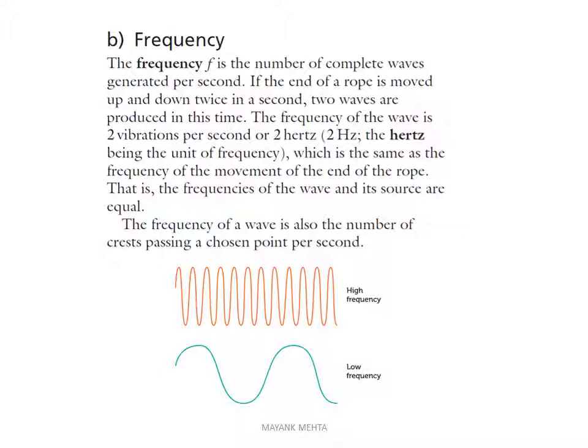You can see below there are two different comparisons given. So if the wavelength is smaller, then it has high frequency, and if the wavelength is longer, that means the wave has less frequency. So less frequency, more wavelength; high frequency, less wavelength. That means frequency and wavelength are inversely proportional to one another.